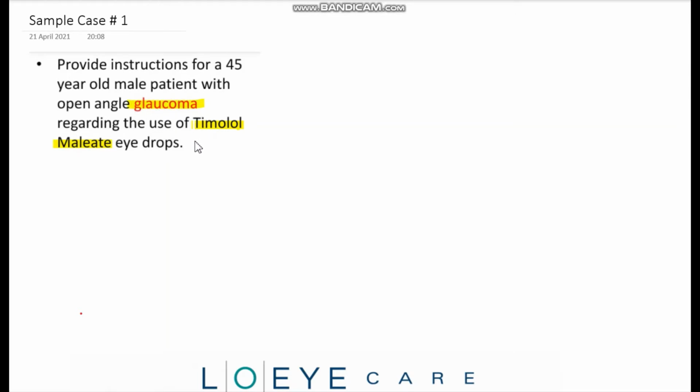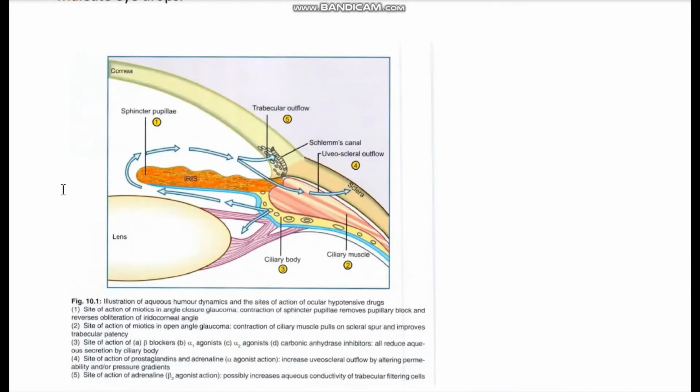Before coming to the drug and its instructions, I also want to superficially give you an overview about what glaucoma is in case you don't remember or don't know. Glaucoma is something with increased intraocular tension in the eye. It's a condition with increased intraocular tension in the eye. And why does that happen? Let's see here in this diagram.